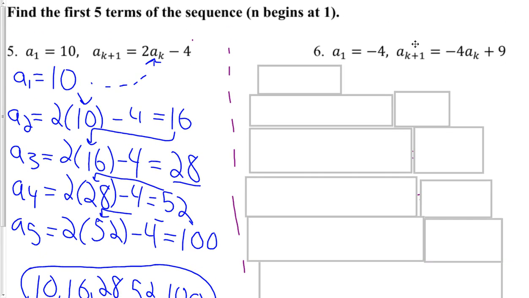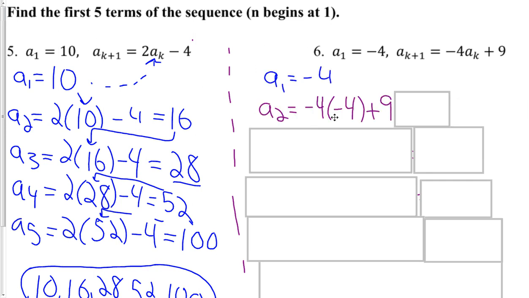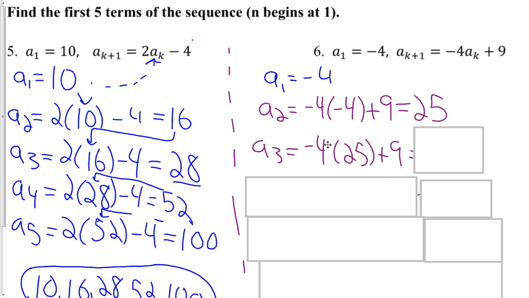One more time here. Now this one, the first term is minus 4. And the next term is negative 4 times the previous term, plus 9. So first term is minus 4. Negative 4 times negative 4 is 16, plus 9 is 25. Now, negative 4 times 25, negative 100, plus 9 is negative 91.